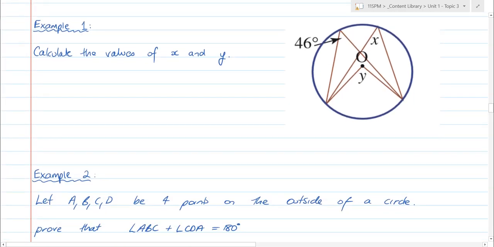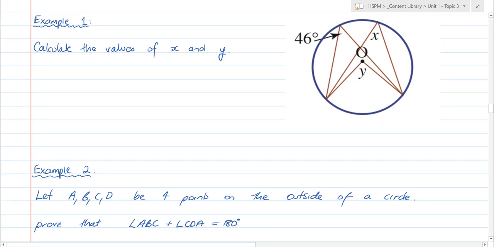So I've got a couple of examples to do now. Example 1. Calculate the values of x and y. Can anybody tell me? Y equals 46 times 2, which equals 92 degrees.